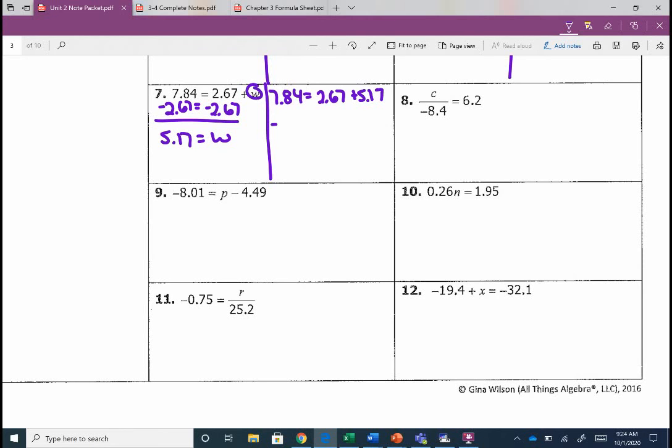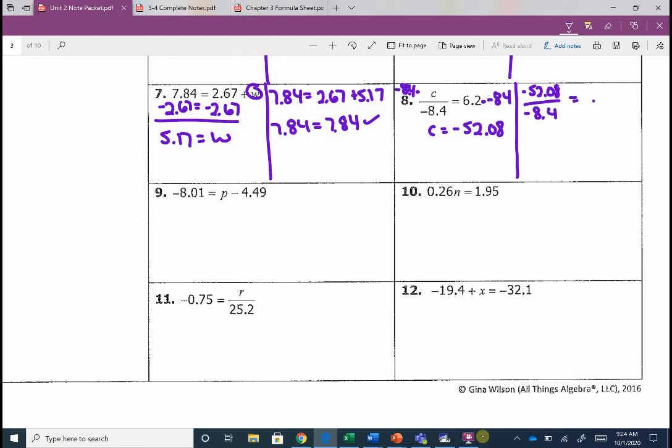In number 8, we have c divided by negative 8.4. So to undo division, we're going to multiply. I know it's kind of hard to show on that left side because our question number is there. On the left side, we're left with c equals, and then we have 6.2 times negative 8.4, negative 52.08. Make sure your answer is negative. We can substitute negative 52.08 in for c, and we get 6.2 equals 6.2. Our equation's balanced, and that's our goal.